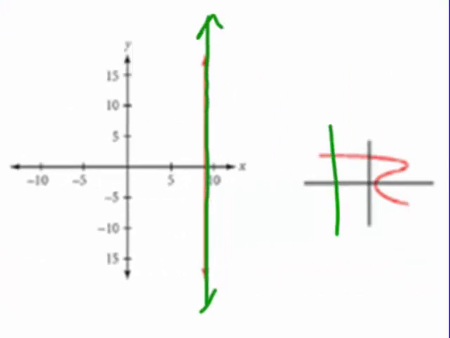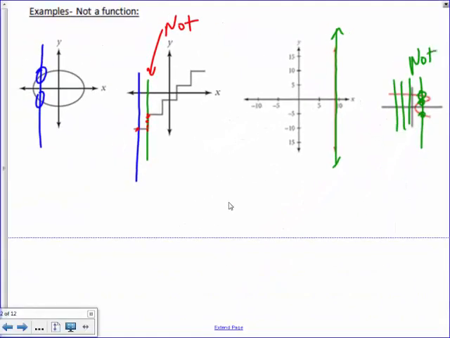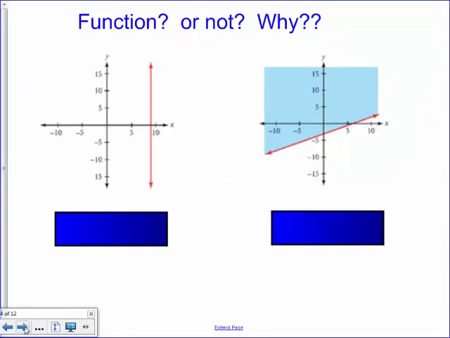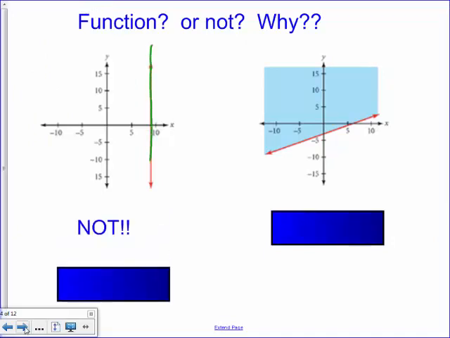And here, this one's good, good, good, not good, right? Because I crossed it 3 times. So not a function. You just use that little vertical line test. So let's look at a couple here. How about this first one? Well, it's a vertical line, so draw a vertical line through the graph. Well, it crossed it a bunch of times, not a function. How about this next one?